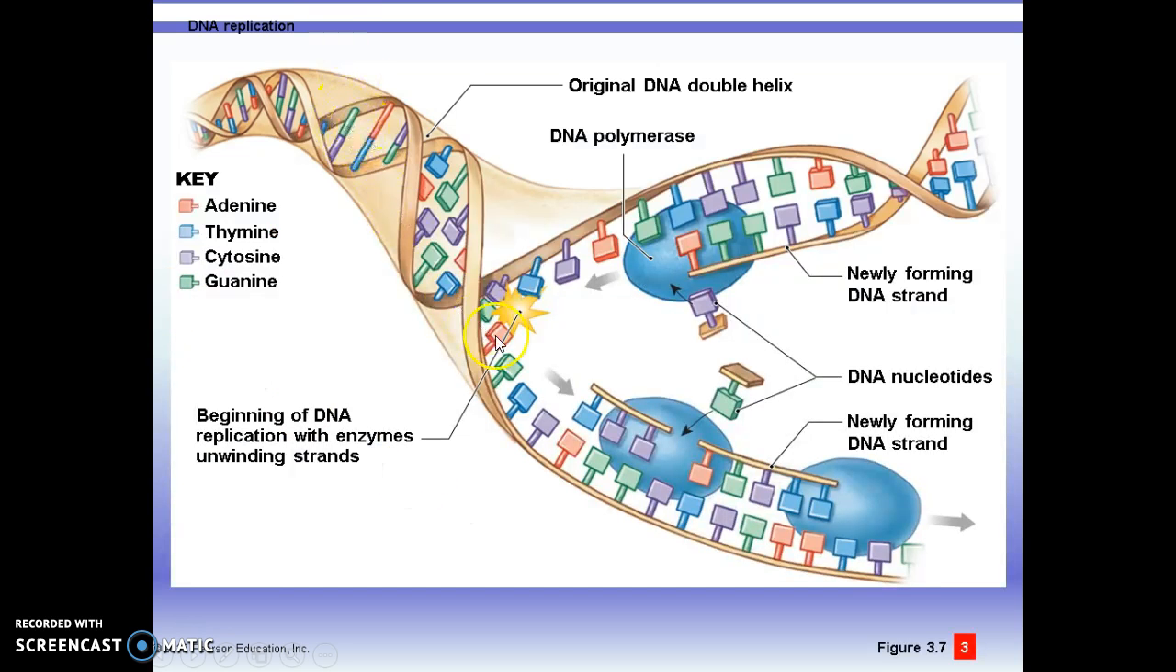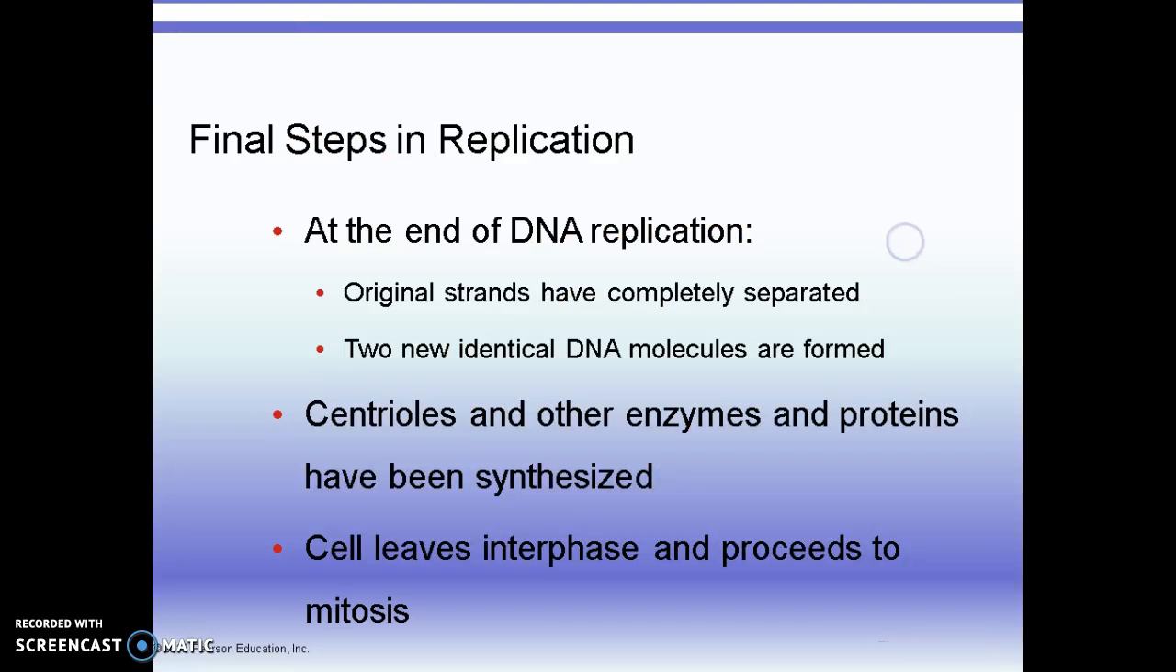So here you can see DNA. Part of it on the right hand side has been unwound, and once it's unwound, then these complementary bases are exposed, and new bases will come in to make an exact copy, using the old strand as a template. At the end of DNA replication, the original strands have completely separated, and there are 2 new identical DNA molecules.